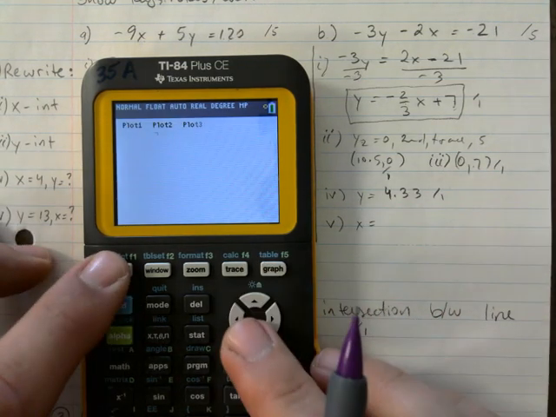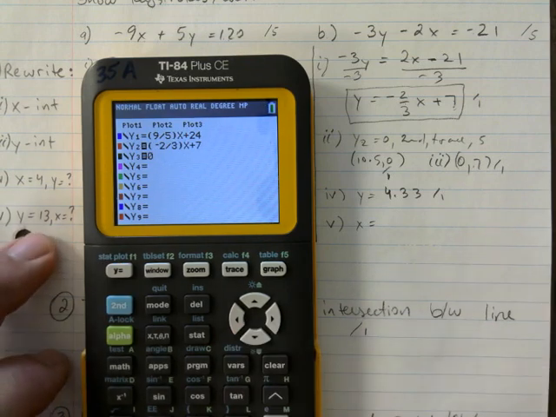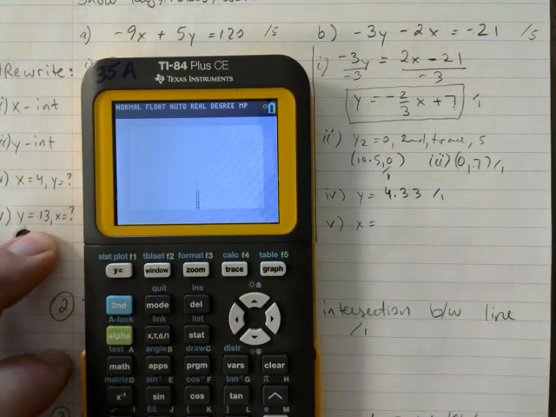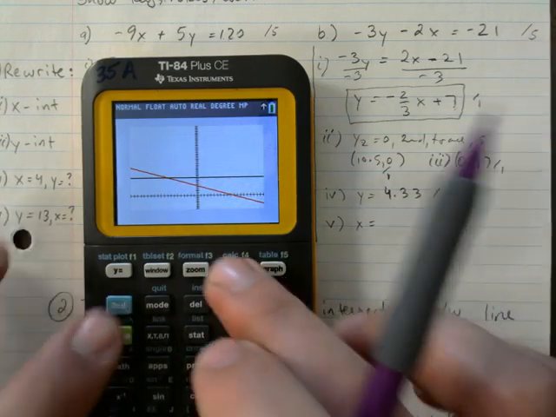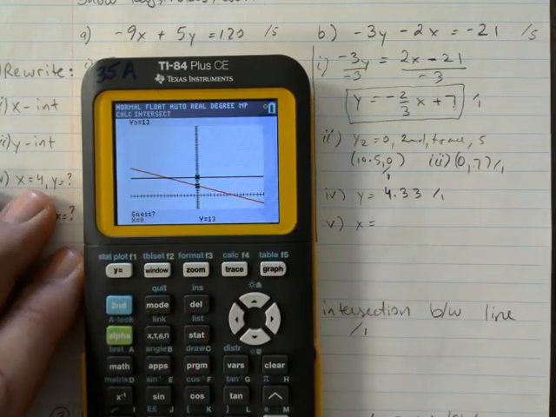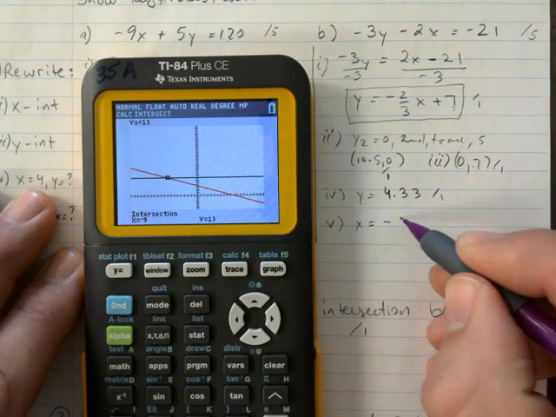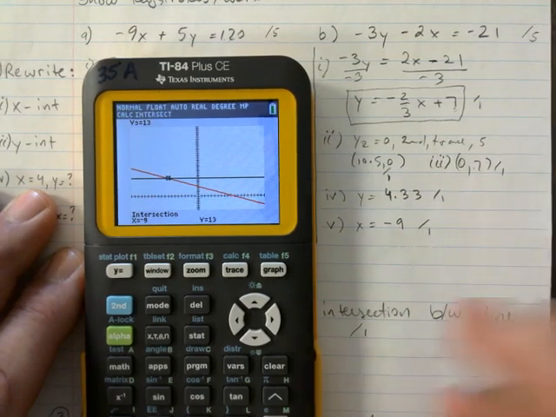When y is equal to 13, so I'm going to go y3 is equal to 13, graph it, right? When y is equal to 13, what is x equal to? And that is negative 9. You get a mark for that as well.